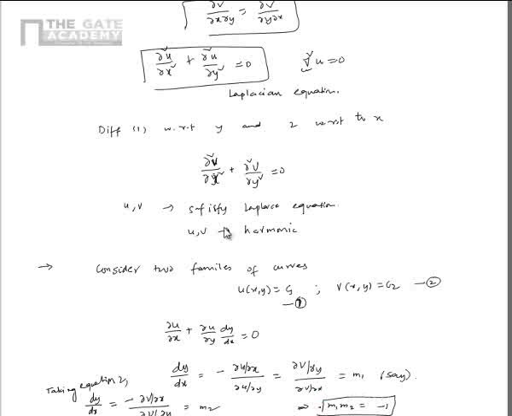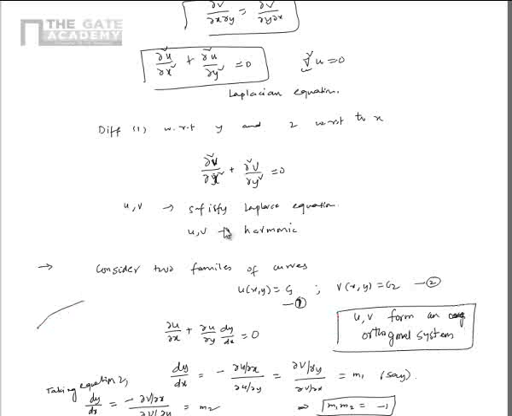So what it means is that if you equate, you get that m1 is minus 1 by m2, or m1 m2 is equal to minus 1. So what we say is that they form an orthogonal system. So u and v form an orthogonal family of curves, an orthogonal system.